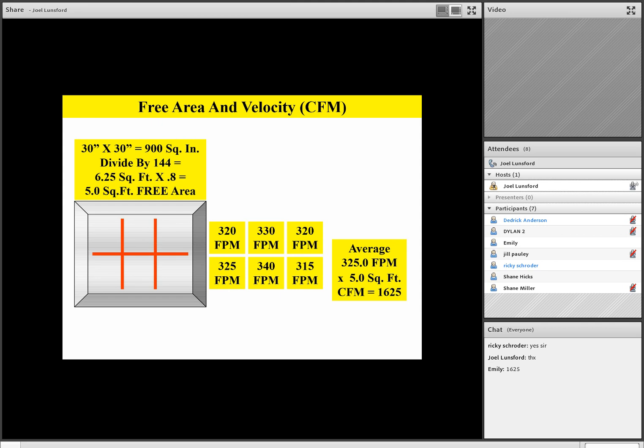So team, are there any questions or comments on how we're utilizing a rotating vane tool and velocity and the relationship between velocity and CFM before we move on to our next subject? Any questions or comments? Go ahead and unmute your mic at this time if you have any questions or comments.